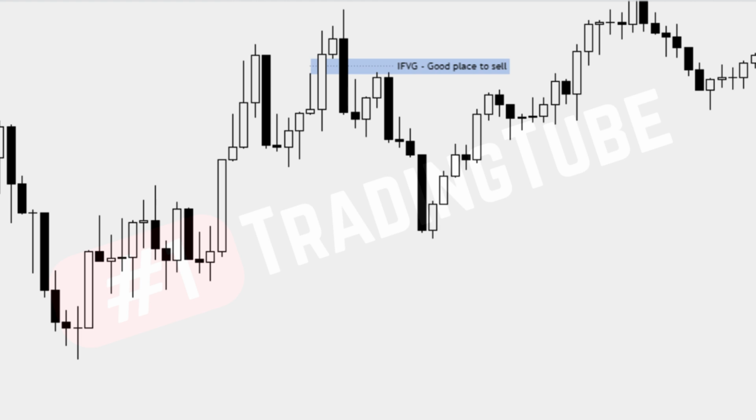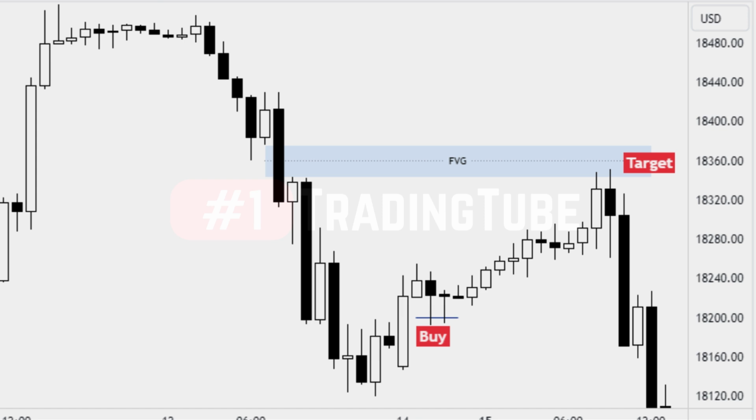Let's illustrate these concepts with some real-life examples. Targets. Consider a scenario where a lower time frame chart reveals a buy signal aligned with a fair value gap. Traders could strategically target the fair value gaps as an area for price to reach, aiming for a successful retracement.